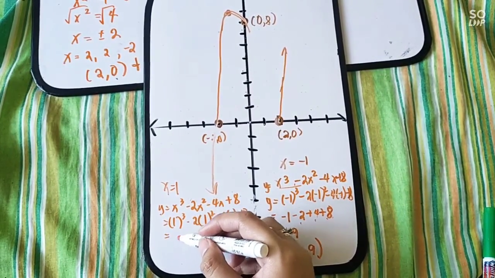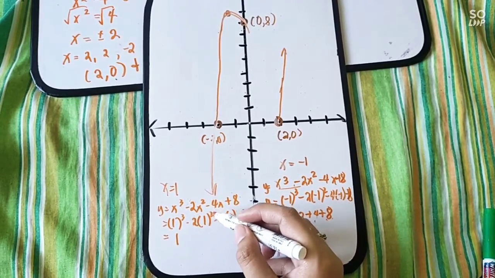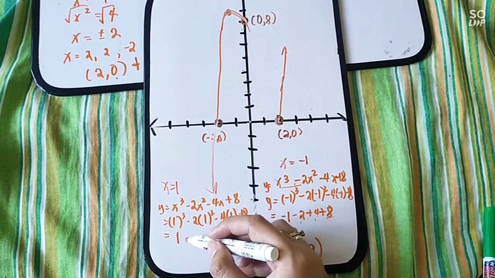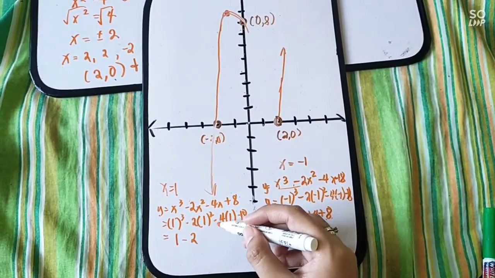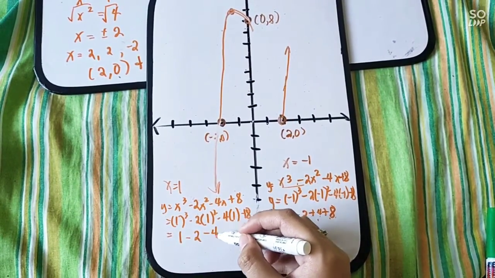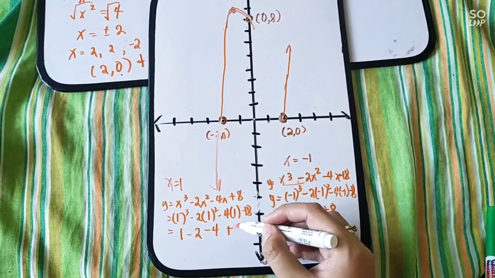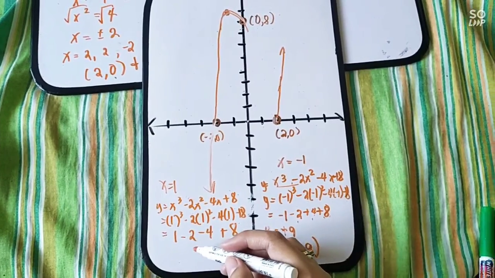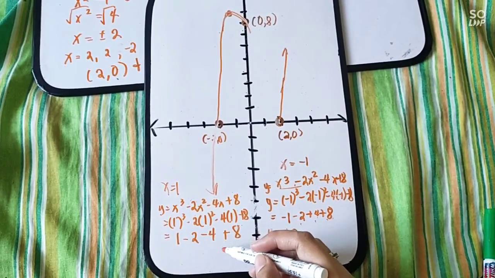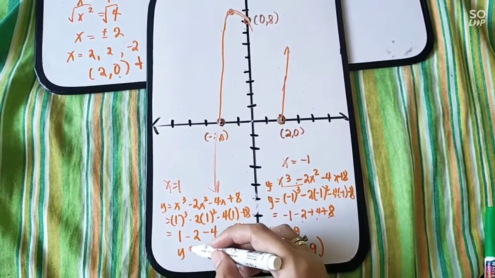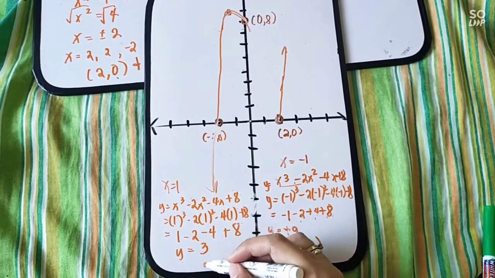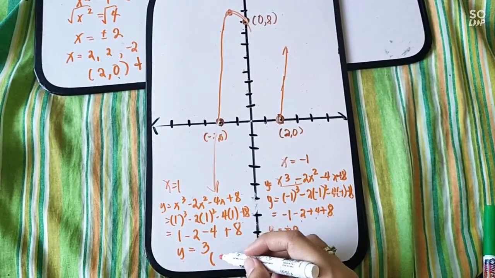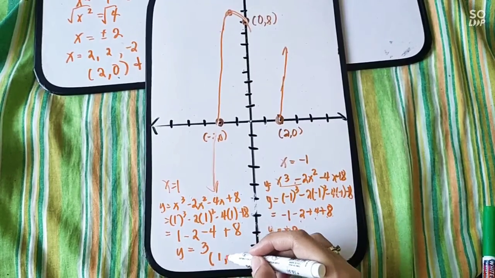So, we have here 1 cubed, we have 1. Then, 1 squared minus 2 times 2, we have negative 2. Negative 4 times 1, that is negative 4. Then, we have here plus 8. So, we have 1 minus 2 minus 4 plus 8. The answer is y is equals to positive 3. Therefore, our another points, we have here 1 and 3.